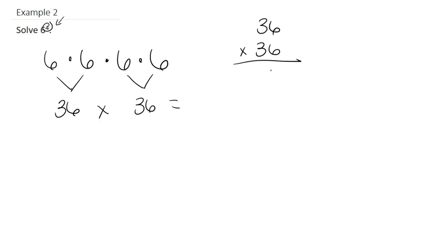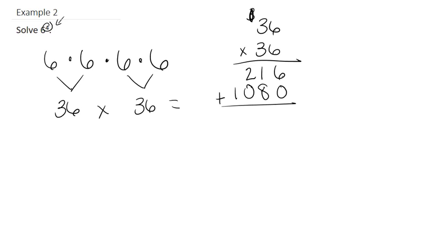Now we have 6 times 6, which is 36. So put the 6 below, 3 is carried over. 6 times 3 is 18, plus 3 is 21. Then we have 0 as our placeholder. 3 times 6 is 18, so we put the 8 below, carry the 1. 3 times 3 is 9, plus 1 is 10. So put the 10 below.